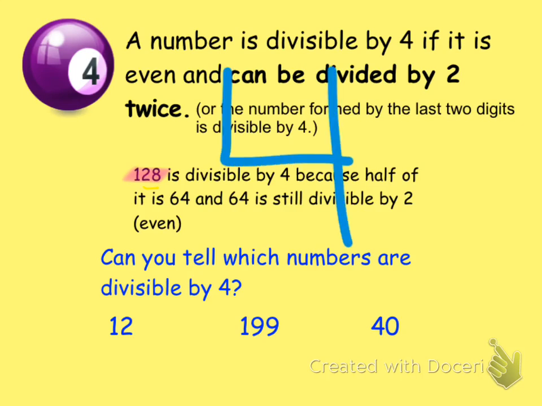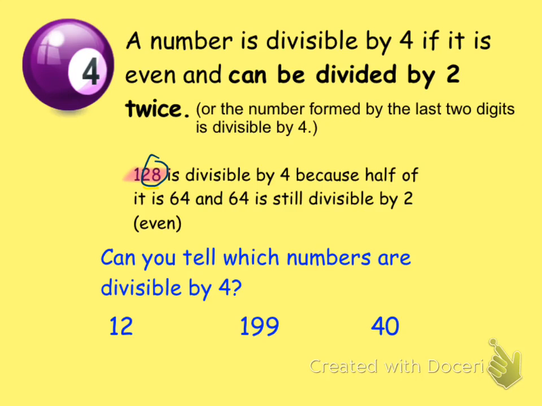Next number we get to check is 4. To know if it's divisible by 4, it can be divided by 2 twice, or another way to think about it is if the last 2 digits are divisible by 4. So we can look at this 128 down here, and we know it's even, so then we check the 28, and 28 is divisible by 4. So right away I know 128 is divisible by 4.